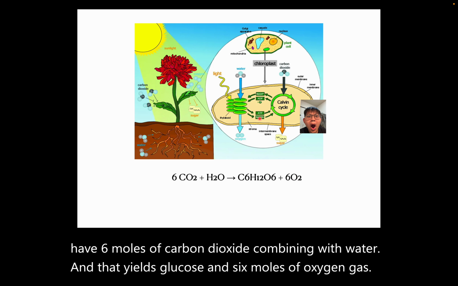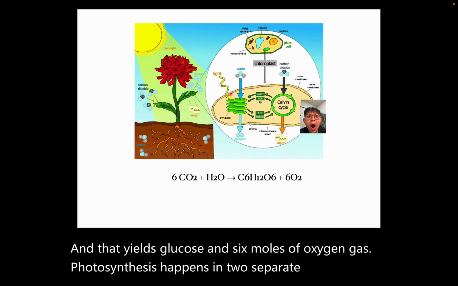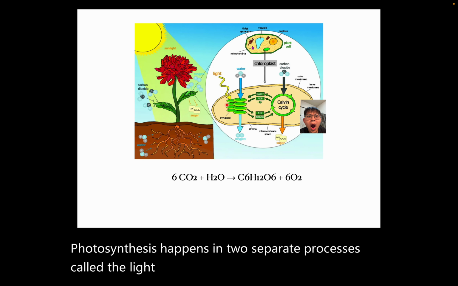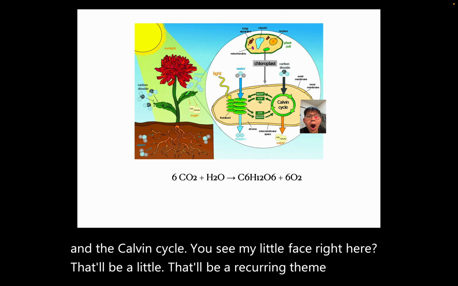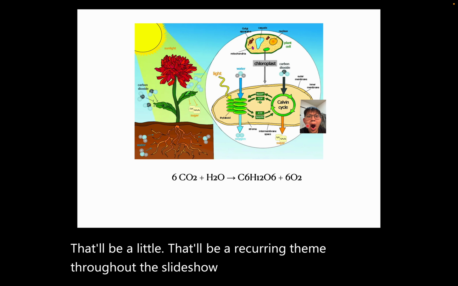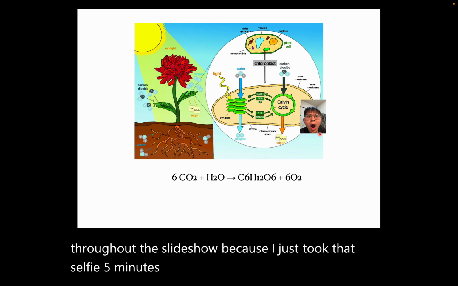Photosynthesis happens in 2 separate processes called the light dependent cycle and the Calvin cycle. And you see my little face right here. That'll be a recurring theme throughout the slideshow, because I just took that selfie 5 minutes ago in the bathroom.